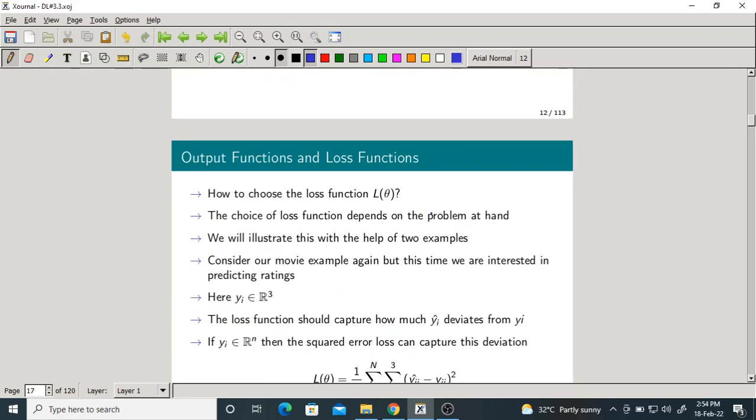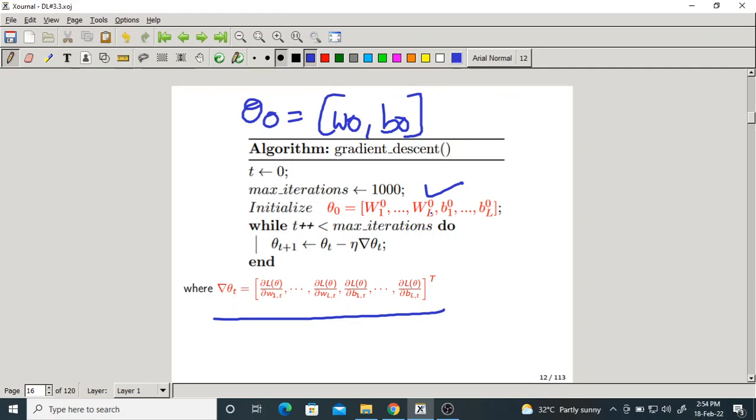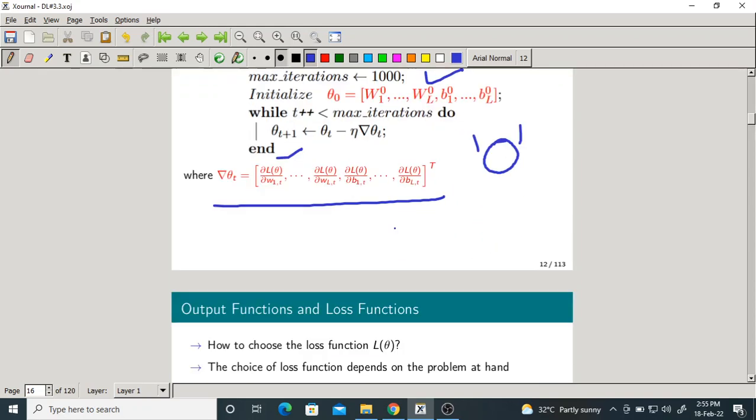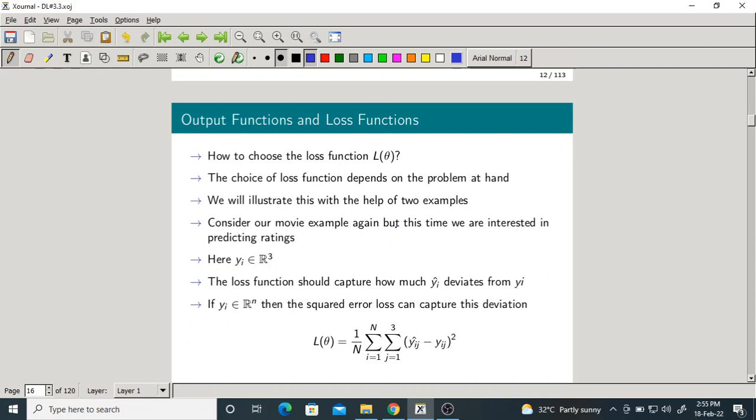Why do we need these? Because here we are taking the gradient. What is the gradient now? It is the partial derivative of L of theta with respect to the weights. So this L of theta needs to be calculated. Okay. Not only that, at the output side, we need to design the output activation layer, that is O. So how do we choose the loss function? We have to choose the loss function such that it minimizes the loss. Okay.